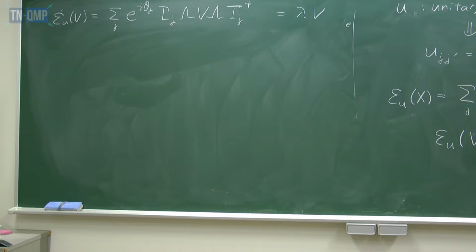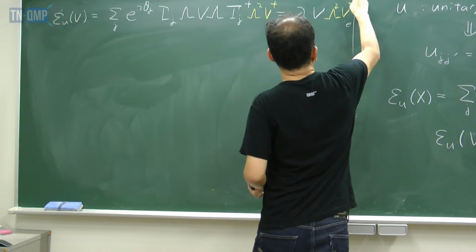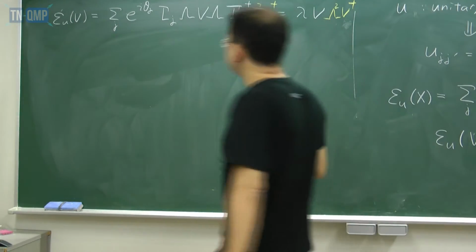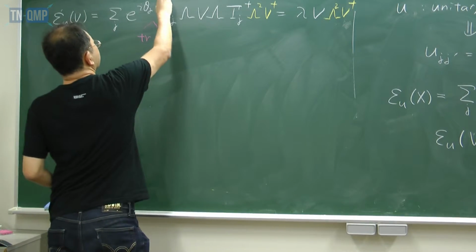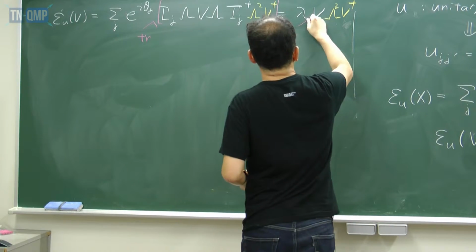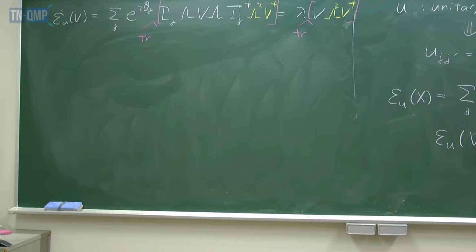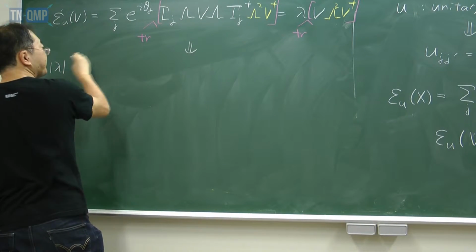Multiply lambda square v dagger from the right. So to both sides I multiply this one. Then take the trace. So this is a matrix, but I can take trace. This is also a matrix. I can take trace. Then I still have some identity. And then you can take absolute value of both sides. I'm just taking absolute value.